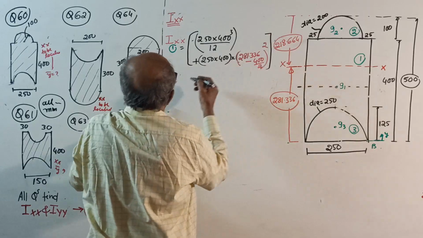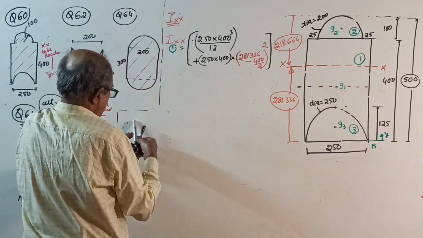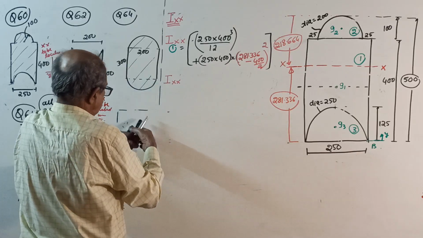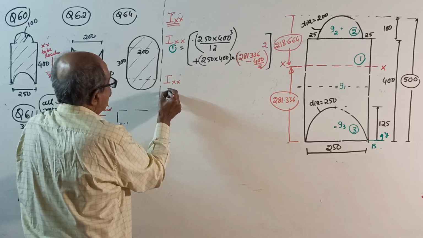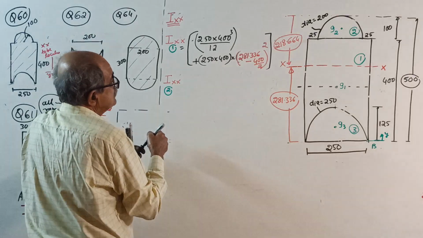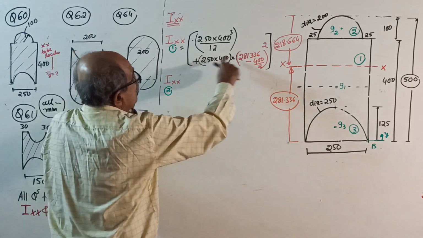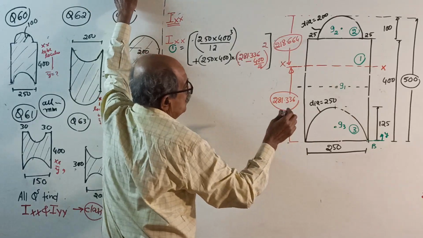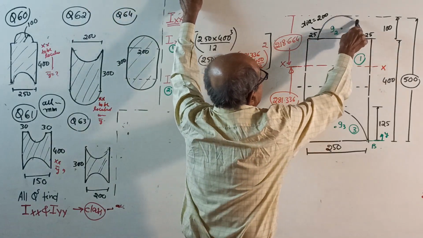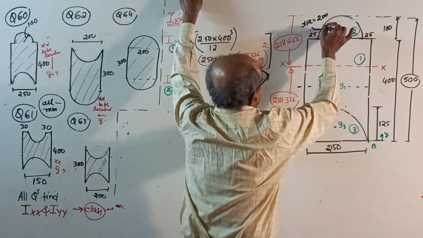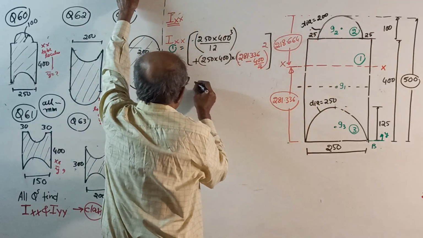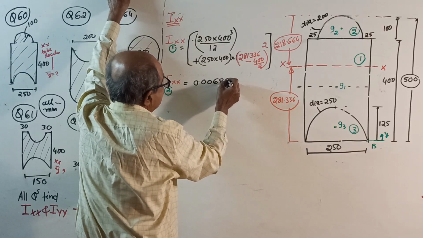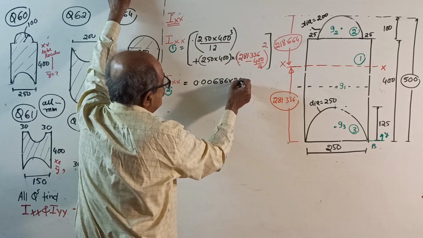Okay. Next, I about xx for 2. Space problem, I write one below. You write horizontally, not this way. See, you write here plus here plus here. Start 2. 2 is a semicircle. We want I about this axis. This is not the axis of symmetry. Therefore, 0.00686 into 200 power 4.